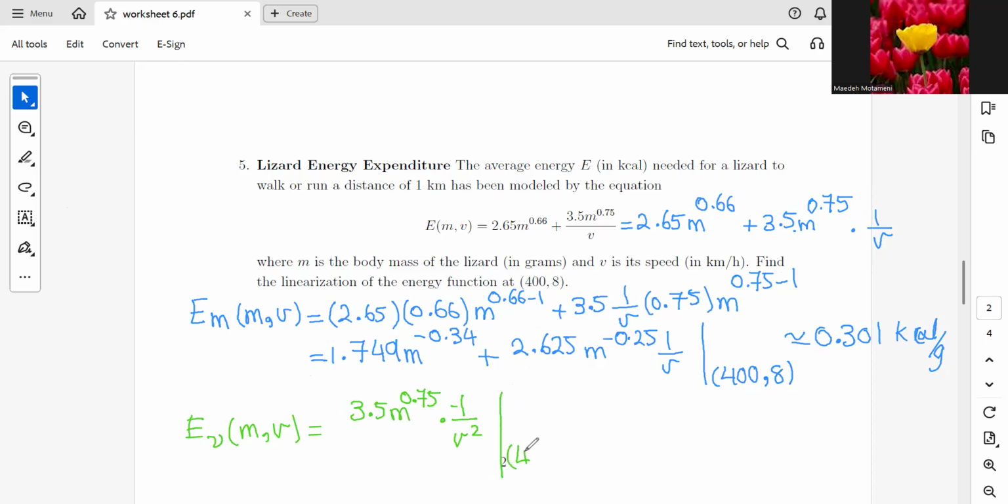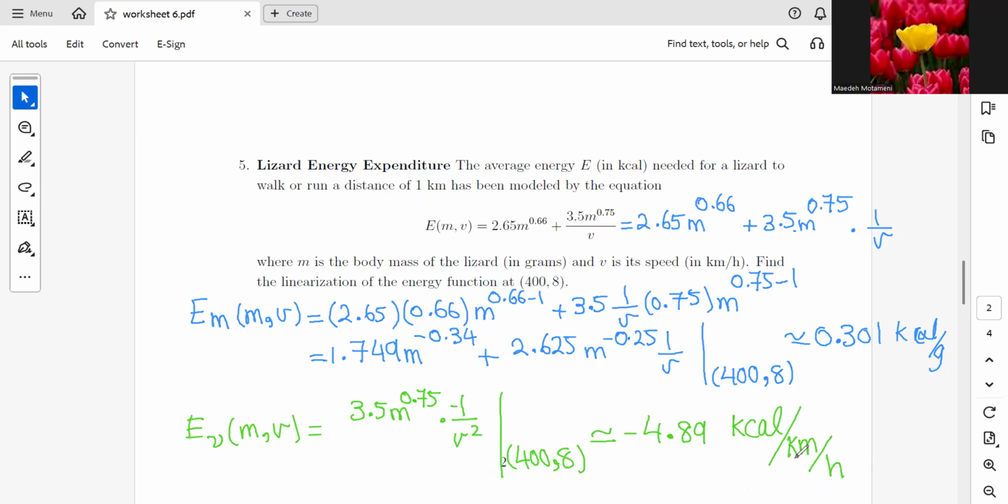At the point 408, using a calculator, this will be negative 4.89 kilocalorie per kilometer per hour.